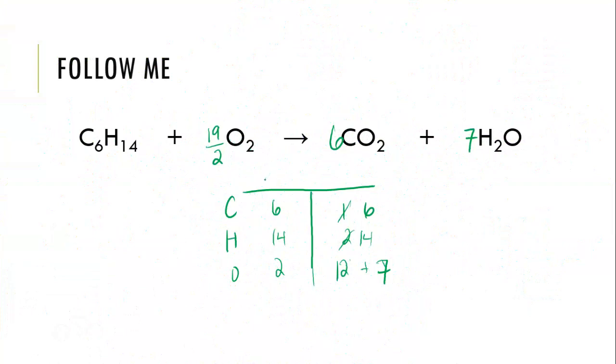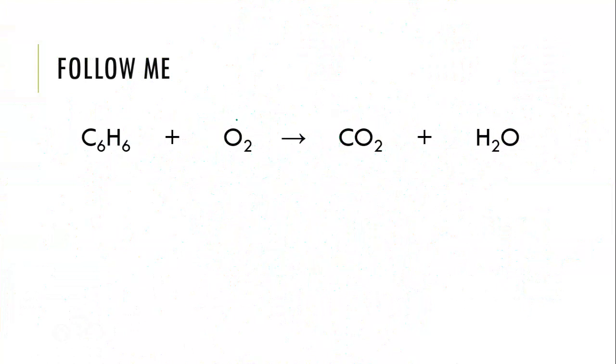And then what do we do? We double everything. So this will become 2. That becomes 19, 12, and 14. 2, 19, 12, and 14. Some of these combustion reactions can get quite high in terms of the coefficients, so don't be afraid if they start to get pretty large.